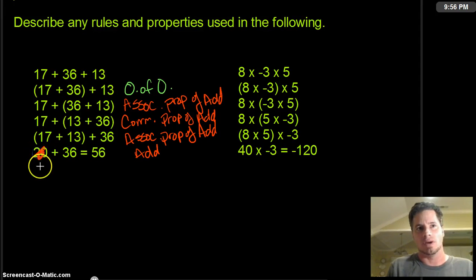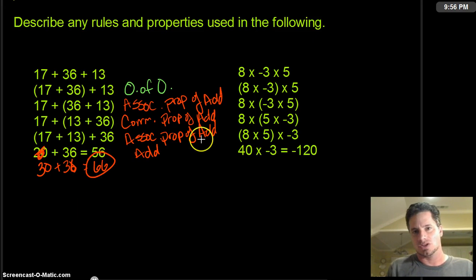I should have checked over my work. 17 plus 13 is not 20. And I'm hoping you already saw that. That is 30 plus 36, and that is equal to 66. That's what happens when you do things quickly.